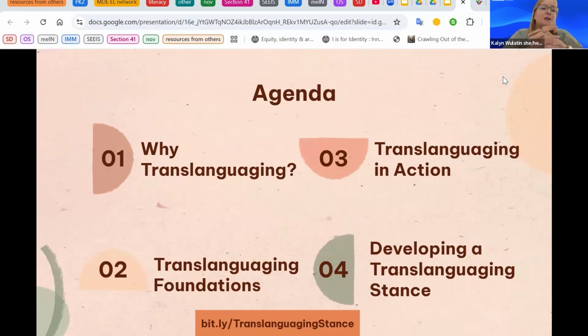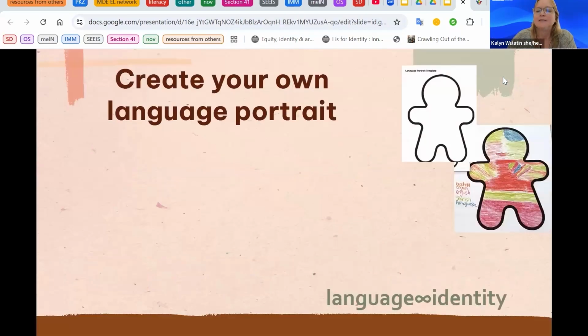Translanguaging Foundations is just a little bit of what translanguaging is and is not. Translanguaging in action is where we're going to spend most of our time, which is what this could look like in the classroom. How can we make good use of home languages in the classroom? And finally, we'll end in just a couple of minutes with your translanguaging stance and where you're going with this, with next steps.